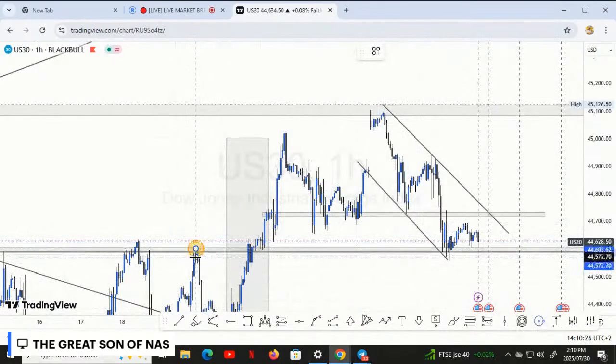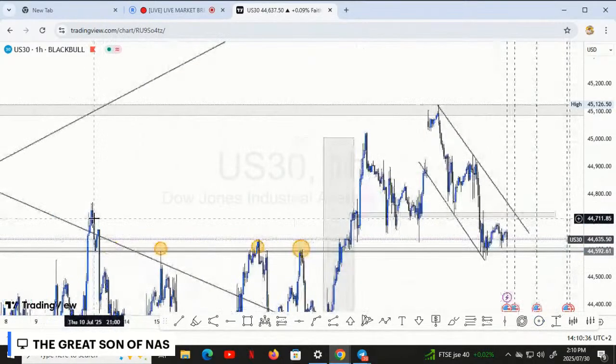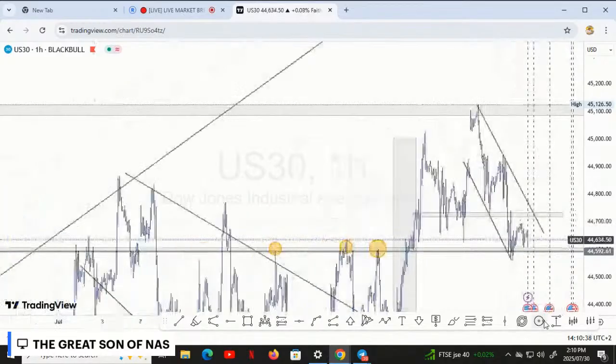Looking at the past, remember, to predict the future we must use the past when it comes to understanding. So looking at the past, this is a very strong level. It's not easy for the market to break this line. So I like to use this point.